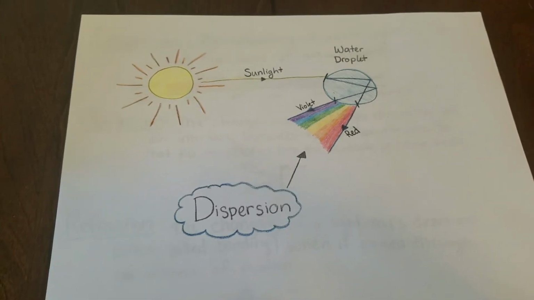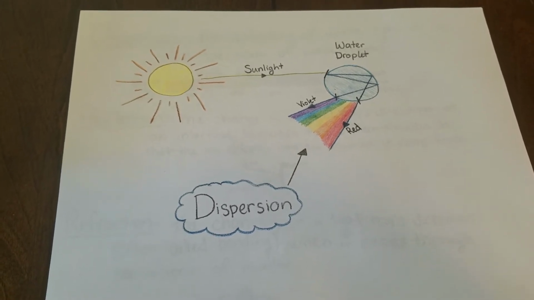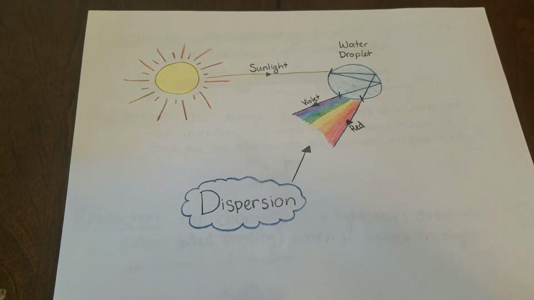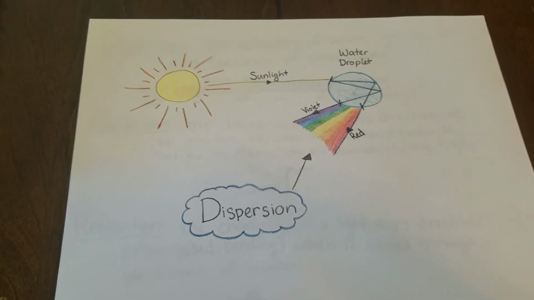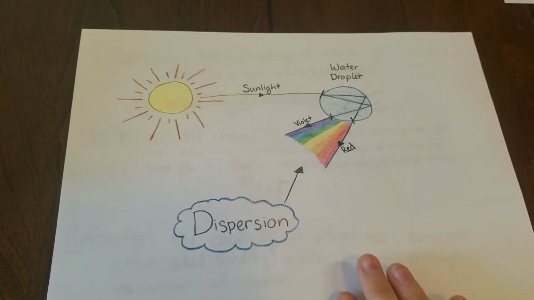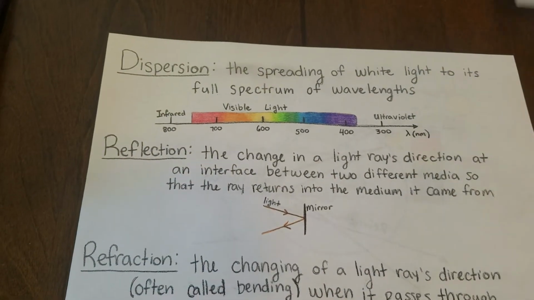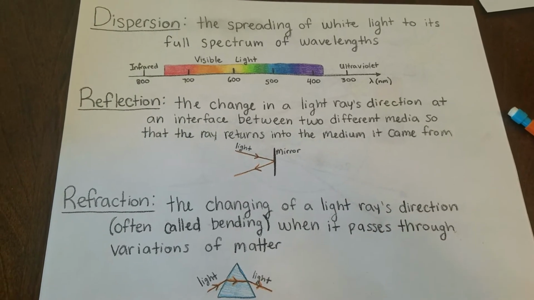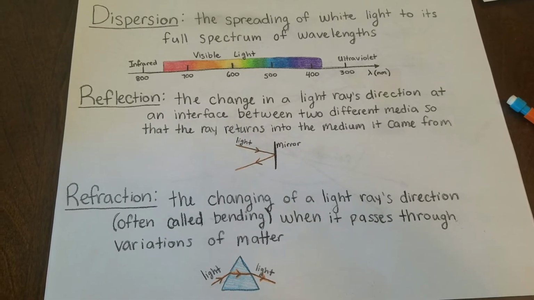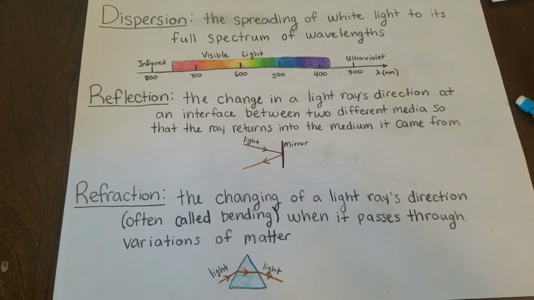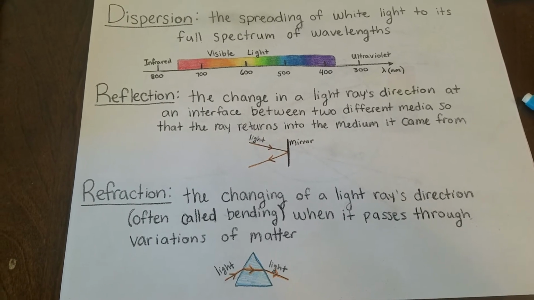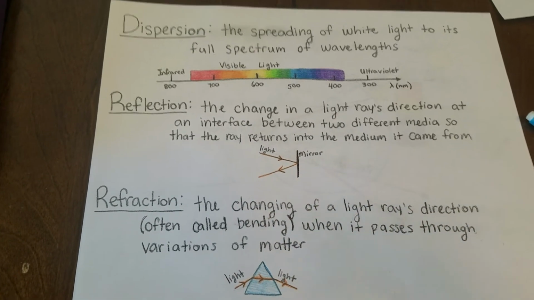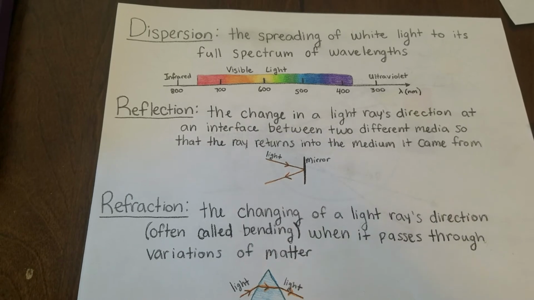To understand how sunlight and water are able to create a rainbow, we need to understand 3 different words: dispersion, reflection, and refraction. So dispersion is the spreading of white light to its full spectrum of wavelengths. This occurs whenever there is a process that changes the direction of light in a manner that depends on wavelength. The order of the colors of the rainbow are lined up by their wavelengths, with red being the longest and violet being the shortest.